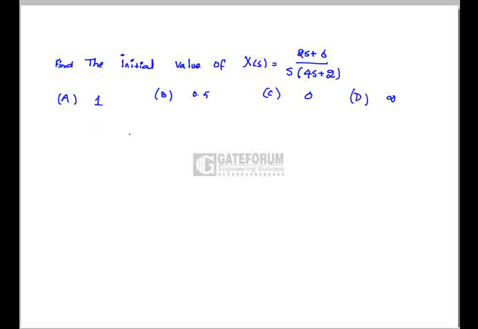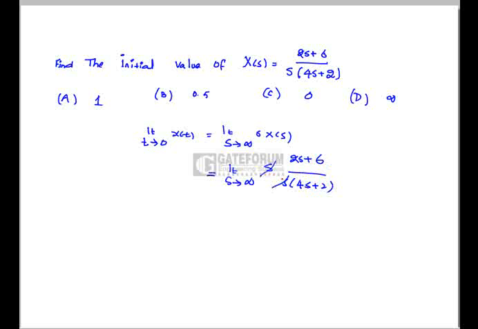Find the initial value of X of S. Here we know from the initial value theorem, limit t tends to 0 x of t equals limit s tends to infinity s into x of s. If we substitute, that is s into 2s plus 6 by s into 4s plus 2. As s tends to infinity, the s term is going to be significant, so it is going to be 2 by 4, which equals 0.5. Hence option B is correct.